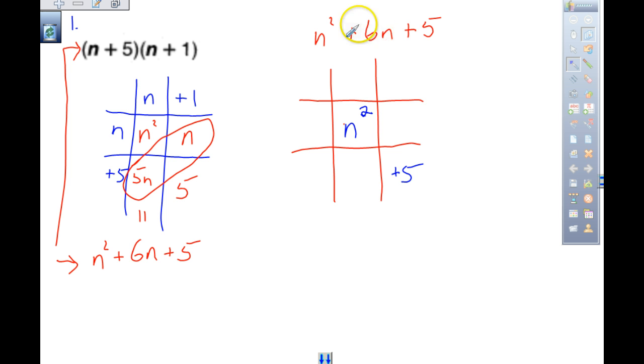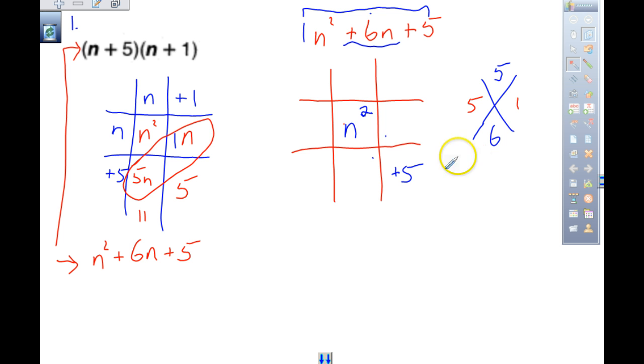However, if you're starting with 6n, you don't know to fill these two squares with 5n and 1n. The question becomes, how do you know how to take this and break it up into two numbers that add up to this? Okay? And that's what you did yesterday. What two numbers multiply to, really it's going to be the product of these two numbers, and then they add up to this. So 5 and 1, and that's how you get the two numbers here.